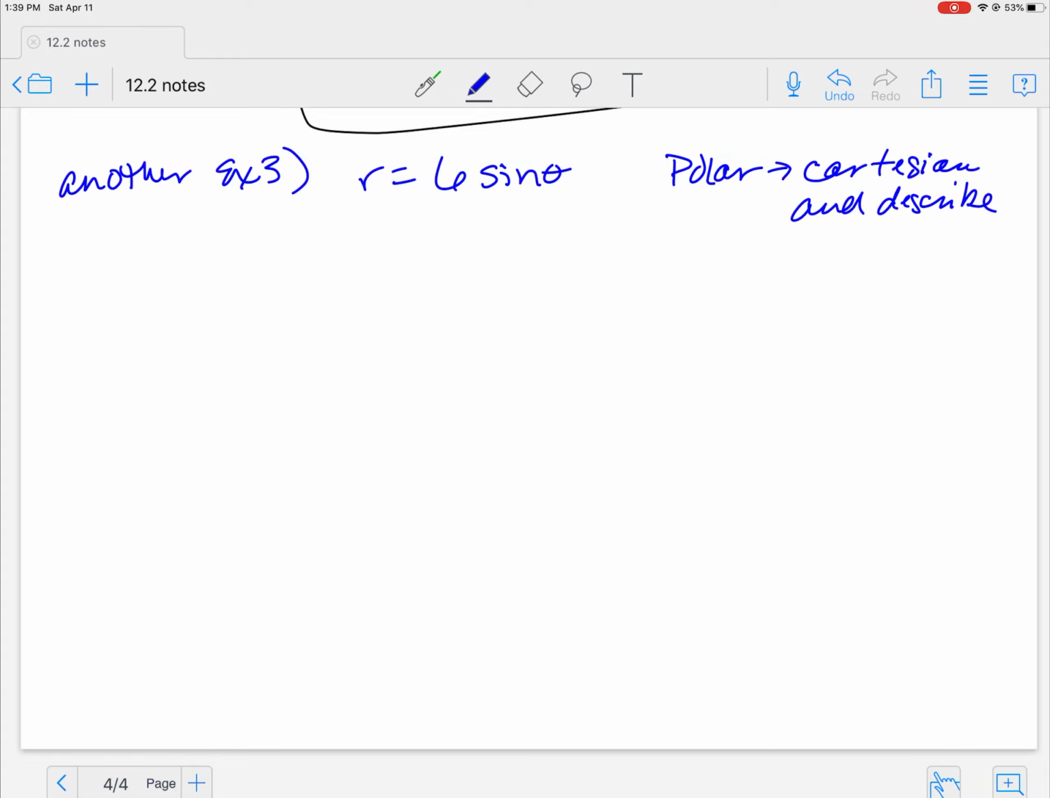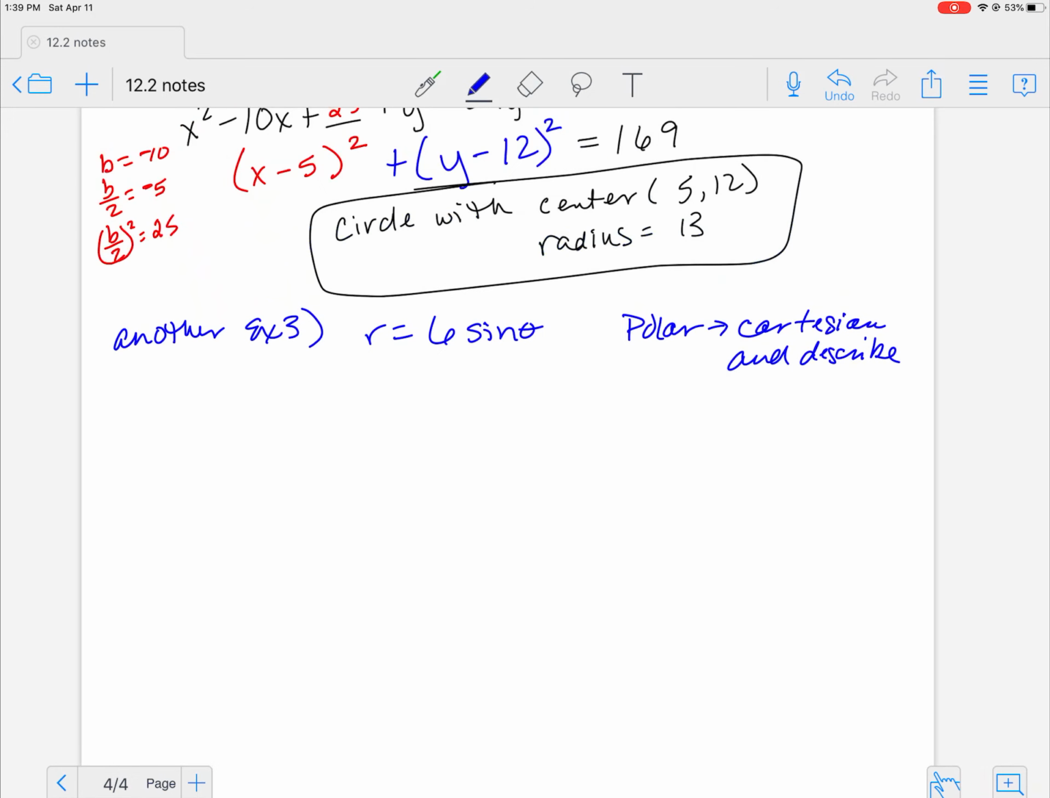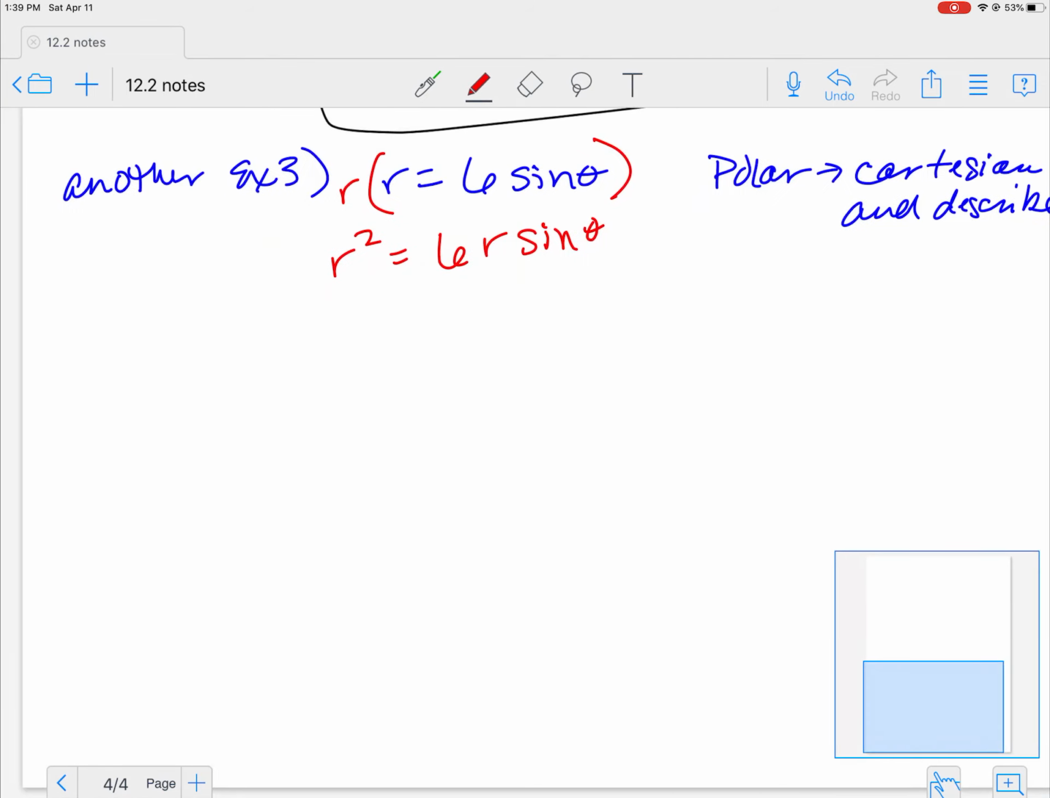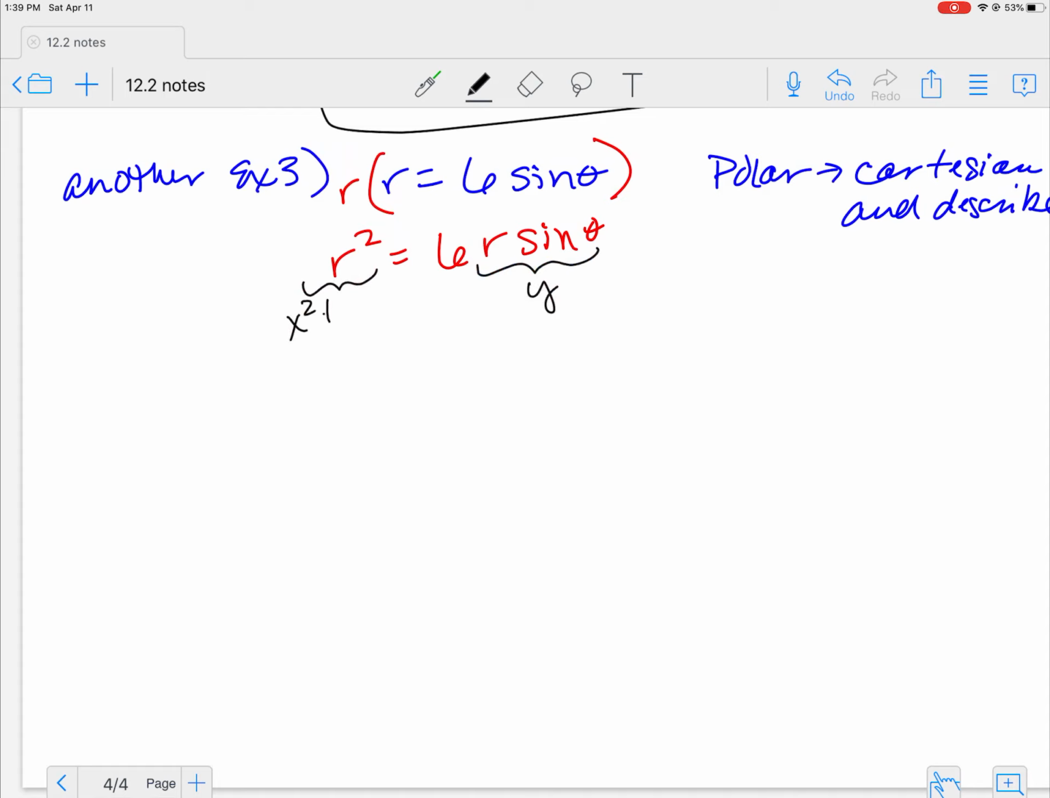Okay, so now here I have sine. So if we go back to our toolbox, I'm going to scoot this down a little bit. Let's come back up here to our toolbox. Sine here gets y, and r gets up here, but we're in the same boat where we have to multiply in order to get that additional r in there. So I get r² = 6r sin θ. I'm going to make this big again. I go with the y, and the x² + y² sets me up. So x² + y² = 6y.